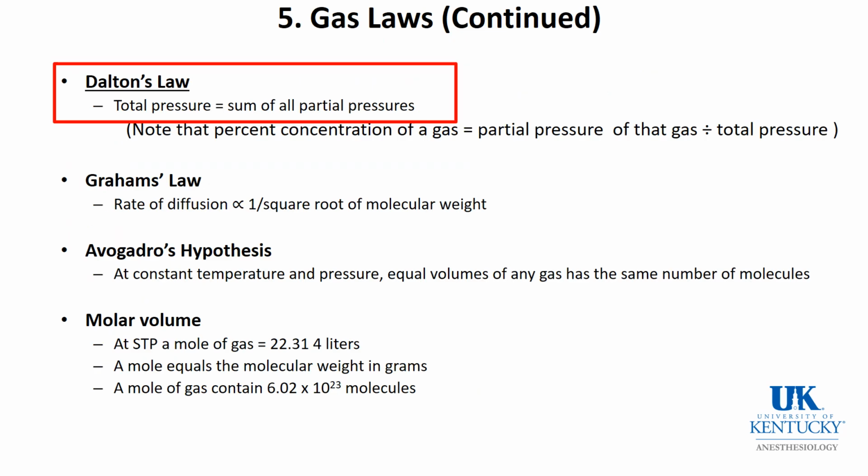The third law you were suggested to know is Dalton's law, and it's fairly important because it states that the total pressure is the sum of all of the partial pressures. And we use this to calculate the concentration of gases in a mixture of gas. If you know the partial pressure of gas, the concentration of the gas is the partial pressure divided by the total pressure, in this case, atmospheric pressure. Or conversely, you can calculate the partial pressure if you know the concentration of the gas.